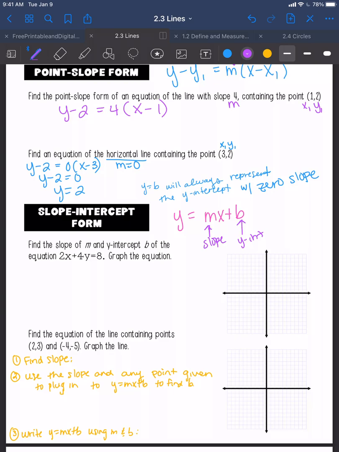Well, if you're asked to find the slope and the y-intercept, you want to get it into slope-intercept form, which is where y is by itself. So here we want to get y by itself, so we're going to subtract 2x from both sides. So 4y equals negative 2x plus 8, because that's the form. Divide everything by 4. And we get y equals negative 1/2 x plus 2. So our slope is negative 1/2. Our y-intercept is 2.